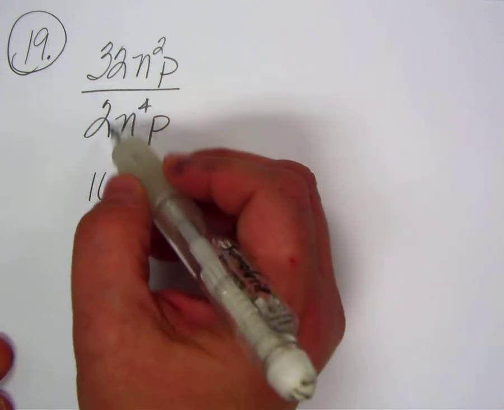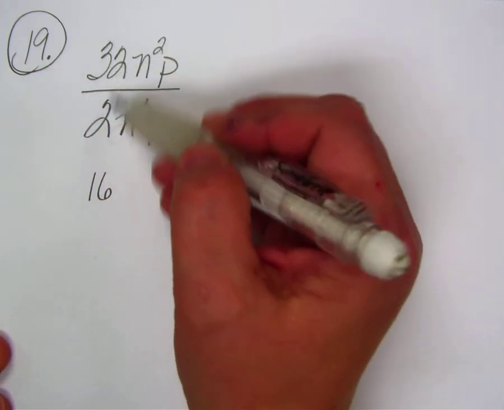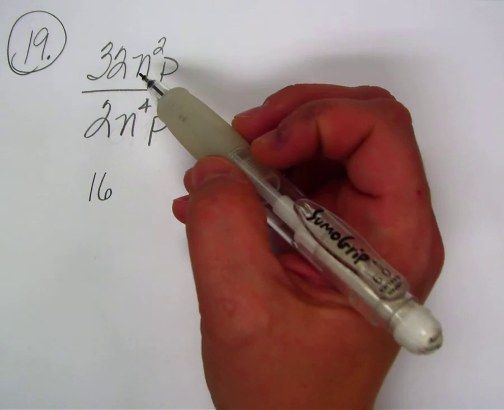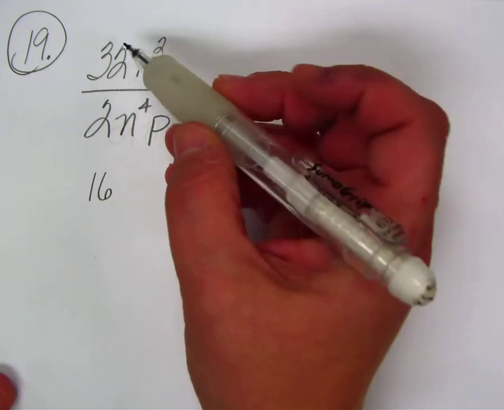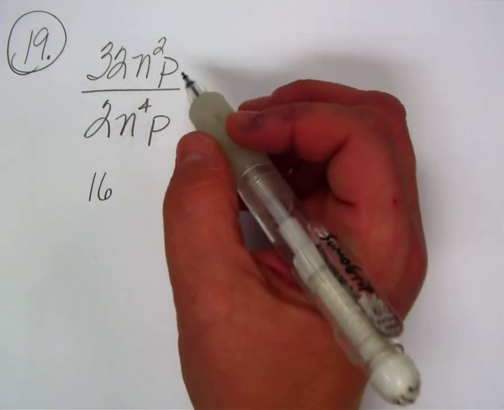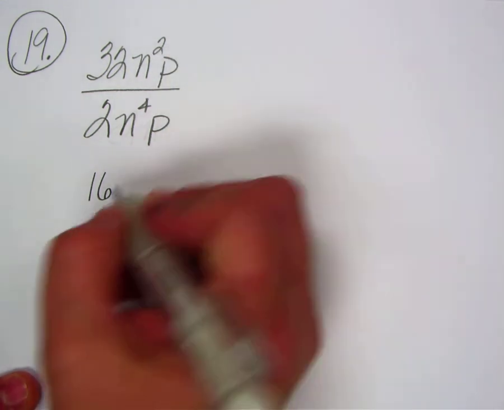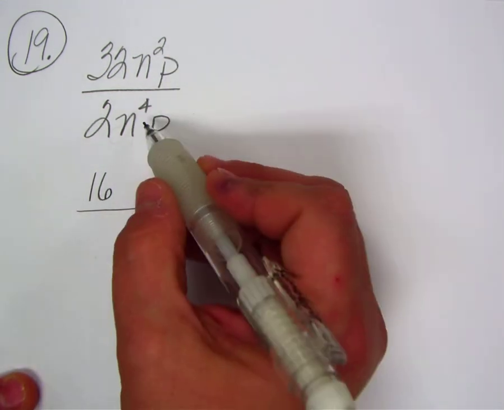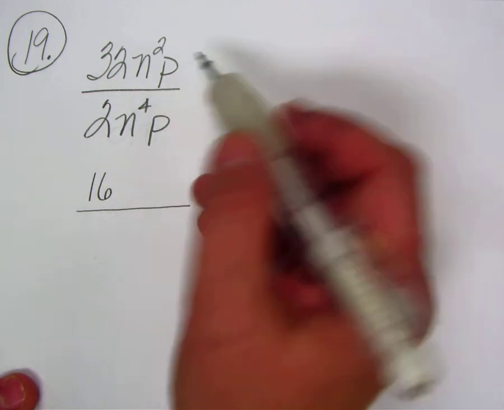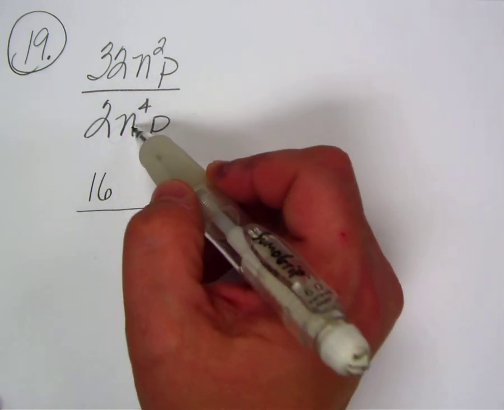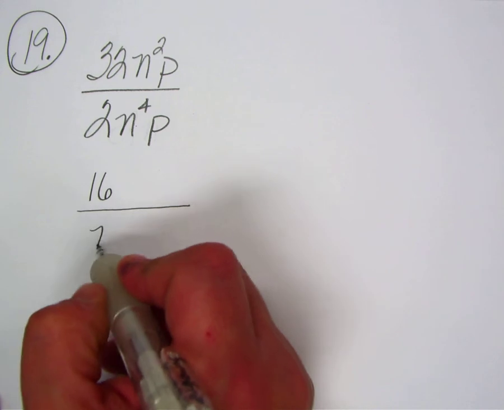Now that takes care of these numbers, of my coefficients. Now let's look at the ends. I got n squared and n to the 4th. So how can I simplify? Since the 4 is on the bottom, you put the n on the bottom because it's the bigger number.